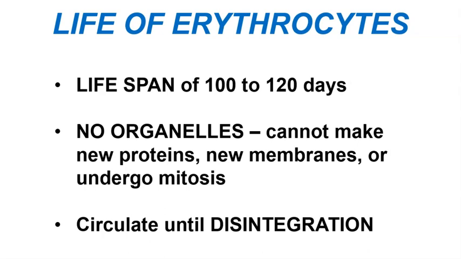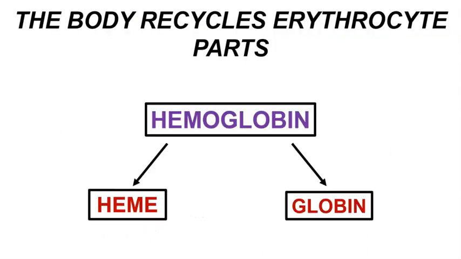They tend to fragment in very small capillaries, specifically capillaries within the spleen, which is often referred to as the erythrocyte graveyard. So the body doesn't just waste the damaged erythrocyte parts, instead it recycles them. In particular, it recycles the hemoglobin protein, and hemoglobin is split into the heme groups as well as the globin proteins. One of the critical components that's removed is iron, and iron is removed from the heme group and is used in the production of new erythrocytes.